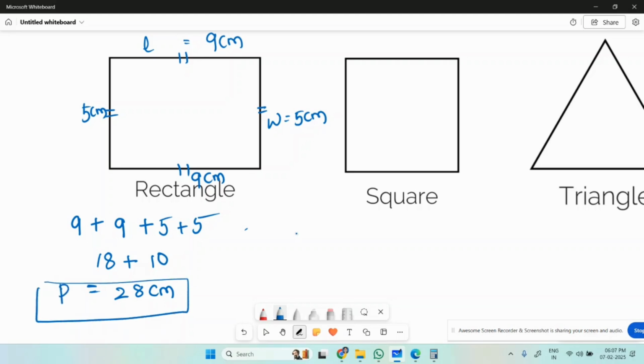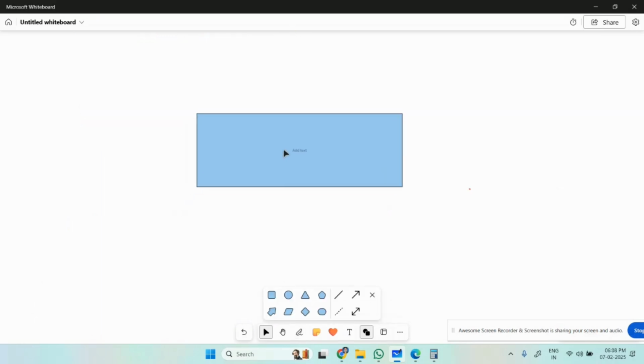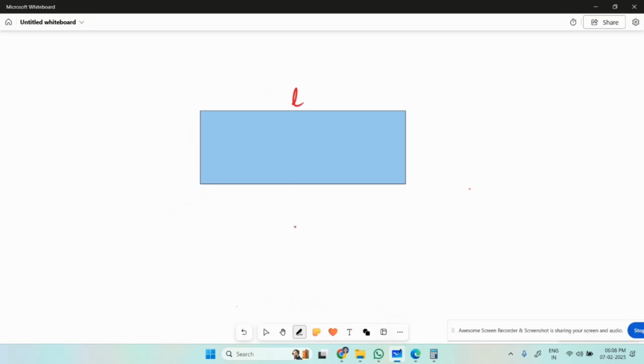But adding all the sides for each and every question will be a little time-taking process, right? So we have a formula for finding the perimeter of a rectangle. This is a rectangle. Longer side is length, shorter side is width. Rectangle opposite sides are equal. So if one side is length, the opposite side is also length. The shorter side we call width or breadth. If one side is width, the opposite side is also width.